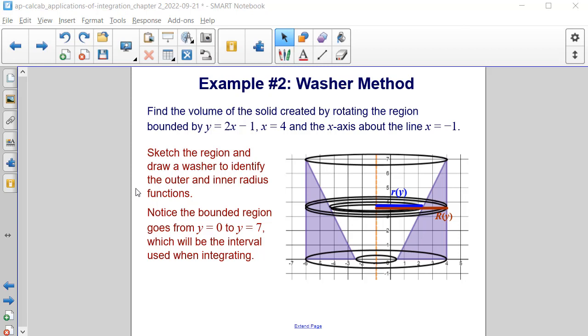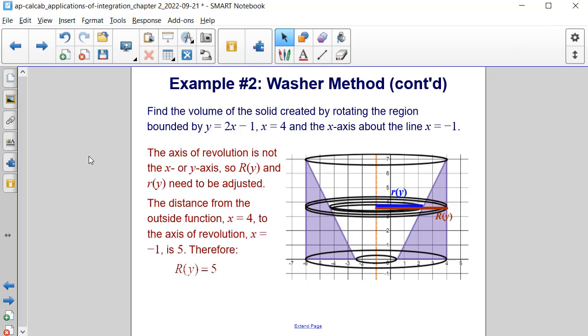And this helps us to identify the outer and inner radius functions that we have within our washer. And notice that the bounded region with respect to y goes from y equals 0 all the way up to y equals 7. These values are going to be used as our lower and upper bounds of integration, or the interval used for integrating. The axis of revolution is not the x or y axis, so capital R of y and lowercase r of y need to be adjusted.